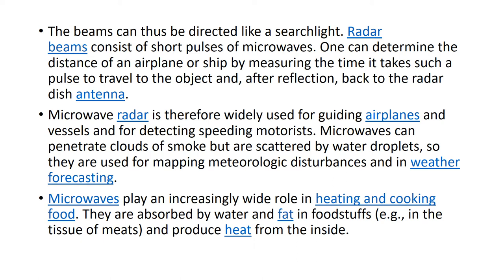So microwave radars are widely used for guiding airplanes and vessels, and for detecting the speed of motorists. Microwaves easily penetrate through a cloud of smoke but are scattered by water drops. Microwaves can easily pass through the clouds, but when there are water droplets present in the cloud, then after striking the water droplets, microwaves are scattered in different directions. So microwaves are also used for mapping meteorological disturbances in space and also in weather forecasting.